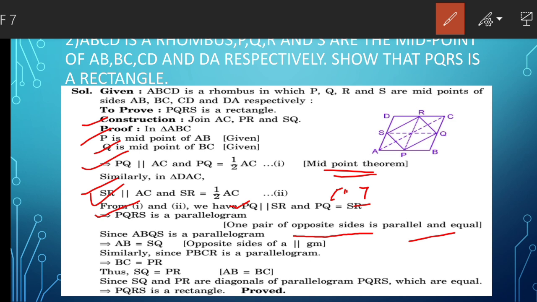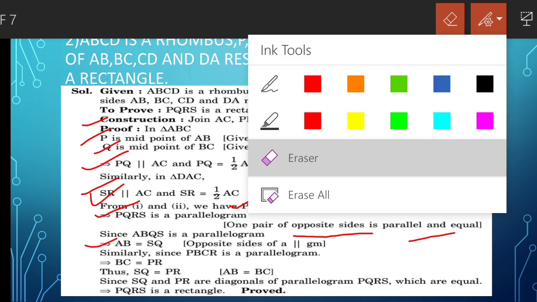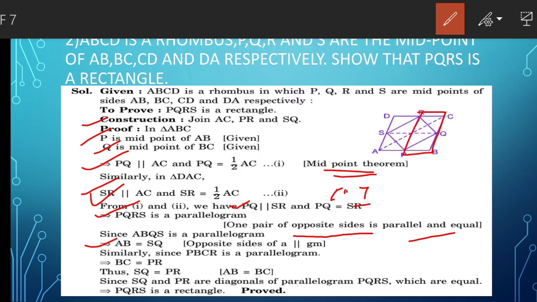So we can say that AB is equal to SQ. This line AB is equal to SQ, opposite sides of a parallelogram, in the parallelogram ABQS. Similarly, in PBCR, that is this one, PBCR, BC is again parallel to PR. This also follows the property of a parallelogram. So we can say BC is equal to PR.